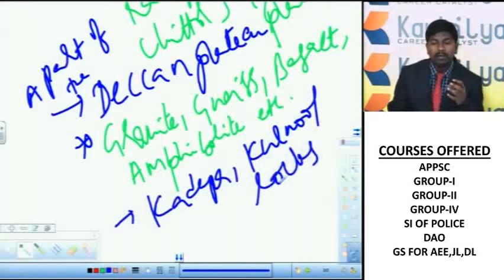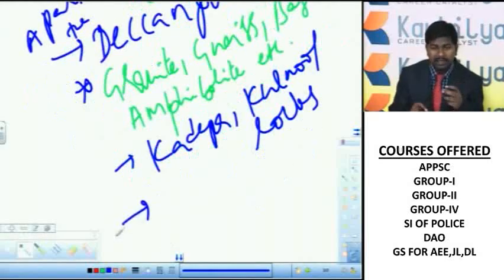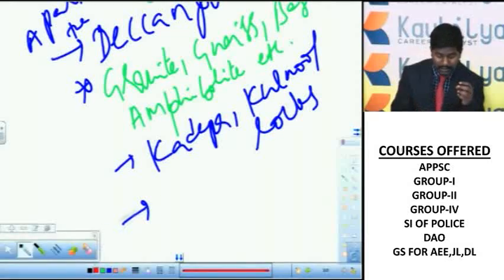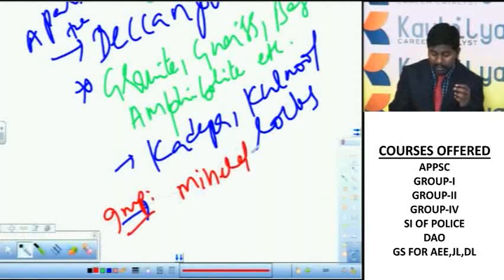So Kadapa and Kurnool rock systems are there in this plateau region. That is how today, because of these different types of rocks. Rocks are the aggregation of minerals. That's why the economic significance of this plateau is that it is known for mineral wealth.